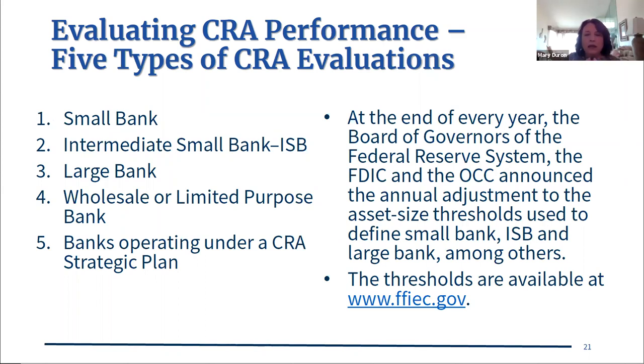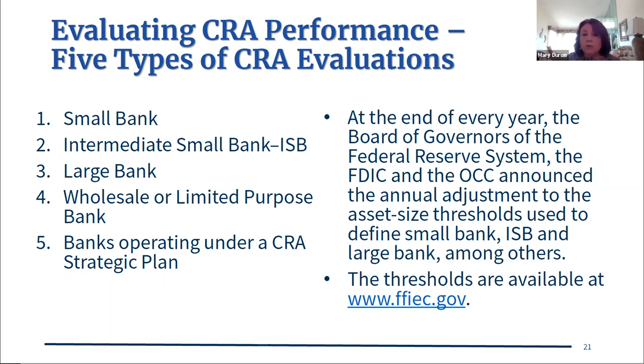Here's an important element to understand: there are different levels of bank size, which also means they get evaluated based on their size. There's a small bank, an intermediate small bank, known as an ISB, a large bank, and then wholesale or limited purpose banks. Oftentimes a bank that only offers credit cards could be a limited purpose bank. In the state of Utah, there are a lot of limited purpose banks and industrial loan banks, because that state allowed their charter, so you'll find a concentration of them there.